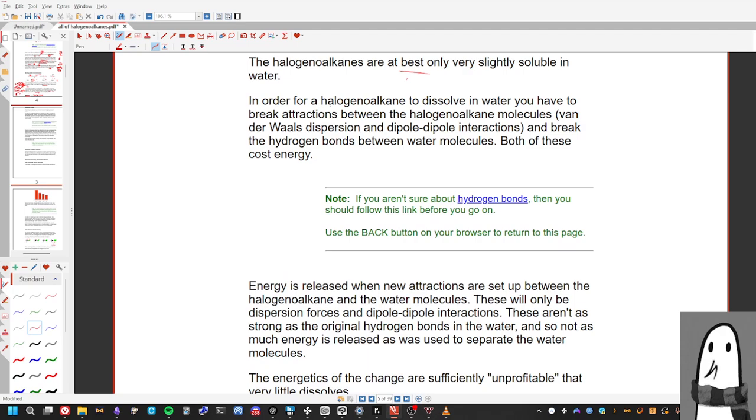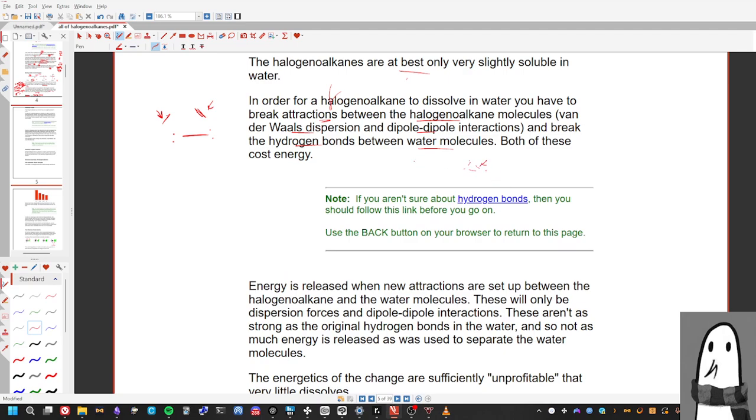In order for halogenoalkane to dissolve in water, you have to break attractions between certain things. Okay. If you want two things to bond, but these two things are already bonded to certain things, you need to break those so that they become free particles so that you can bond them together. Now, in this case, the attractions we have to break are the ones that we talked about, the permanent dipole and your dispersion forces between your halogenoalkane molecules. It says right here. And break the hydrogen bonds between the water molecules, correct?